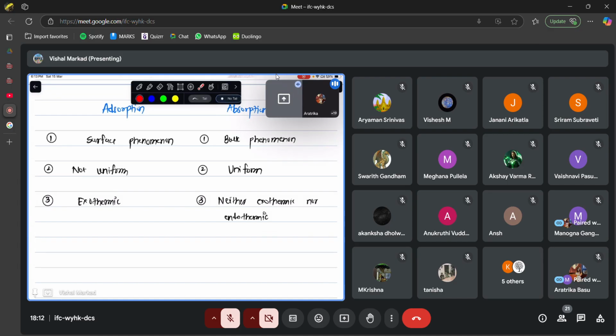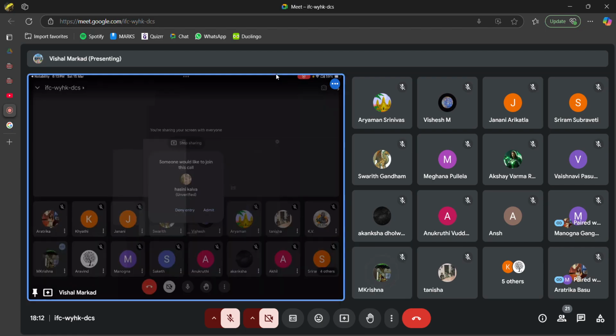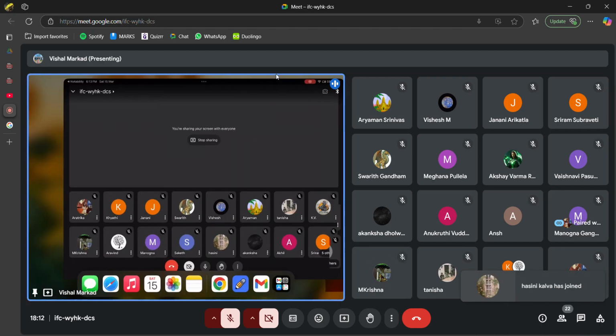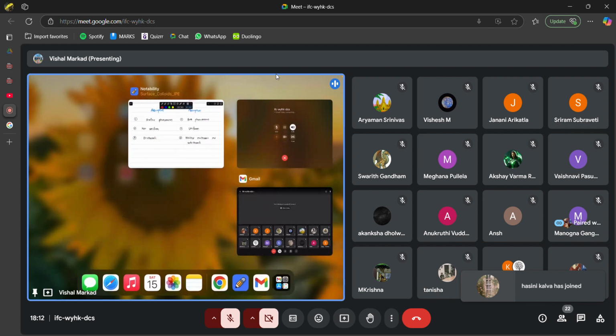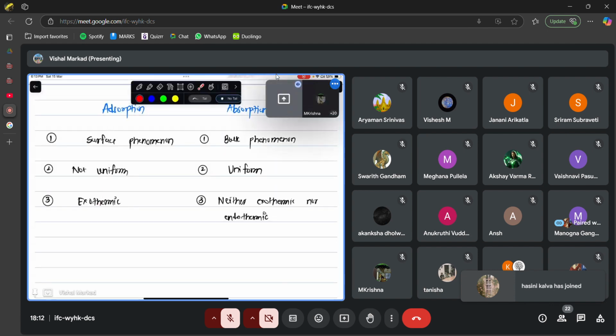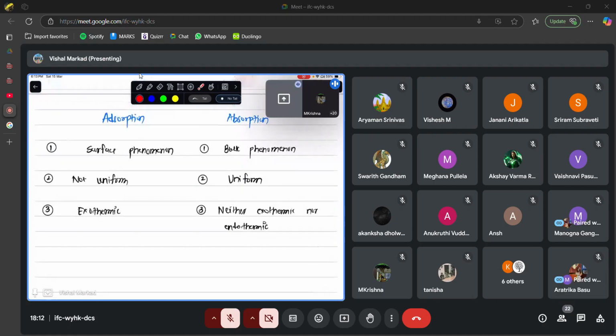It depends on what we are adding. Like salt, having both endothermic and exothermic cases based on lattice and hydration energy. So in absorption we cannot predict, but adsorption is every time exothermic. Okay, so this is the basic difference between adsorption and absorption.